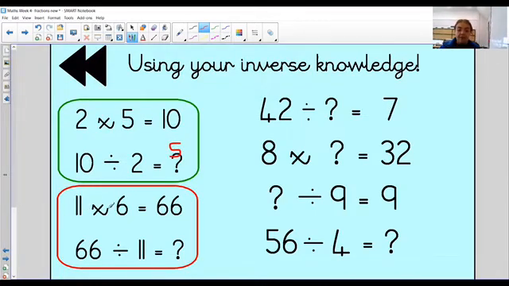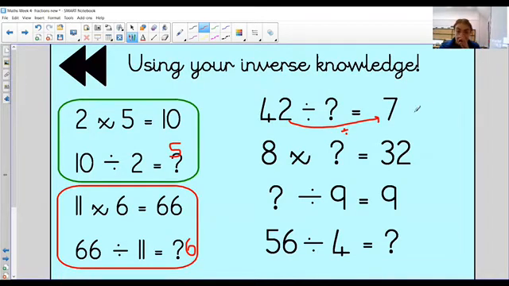Okay? 11 times by 6 is 66. So 66 divided by 11, what's that other part of that number sentence? Is 6. Okay? This one here, I've got 42 divided by something equals 7. Okay, so I know that 42 is my whole. So I've got my whole. So what I can do to get my answer is I can divide by that, my answer, and it should give me how many goes in each part. So I'm just swapping that multiplication around.